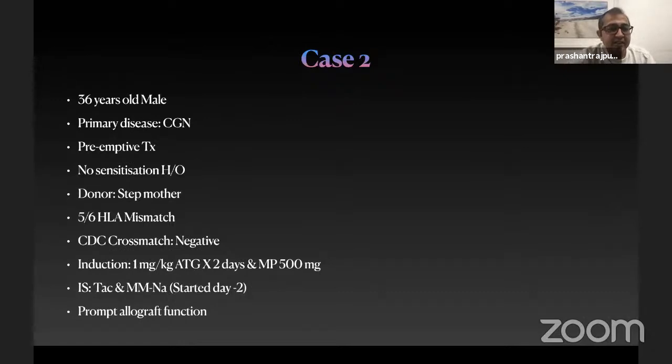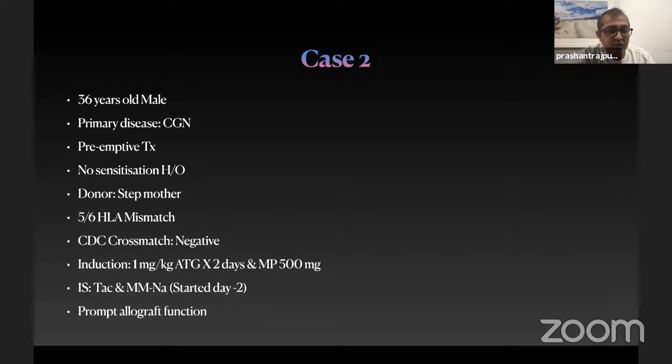The second case is a 36-year-old male. His primary disease is chronic glomerulonephritis. This is a preemptive transplantation. This patient has no sensitization history. The donor is his stepmother. The HLA mismatch is 5/6 HLA. The CDC cross-match done at that time was negative, and the flow cross-match was not available at this point.